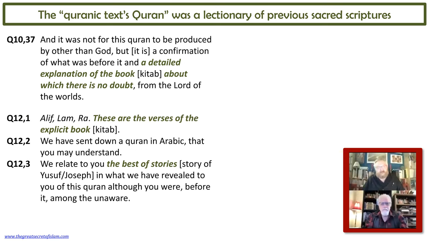In Surah 12, at the beginning, from verse 1 to 3: "Alif Lam Ra, these are the verses of the explicit book." What is the explicit scripture at the time? The verse gives us the answer, because it is just here, written down for everyone to see. "We have sent down a lectionary in Arabic that you may understand. We read to you the best of stories," and the best of stories is the story of Joseph. It is the story that we find in the Bible. And here we understand what the Quranic text is about.